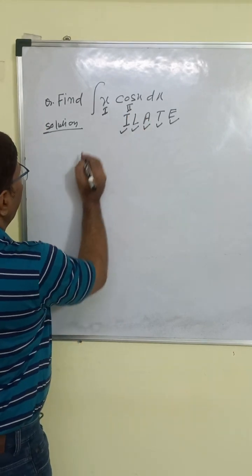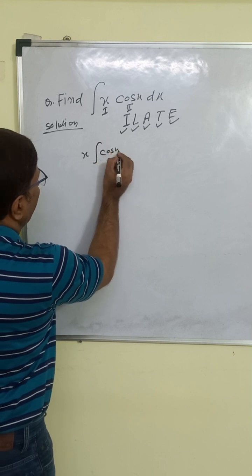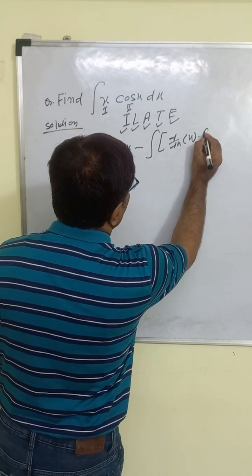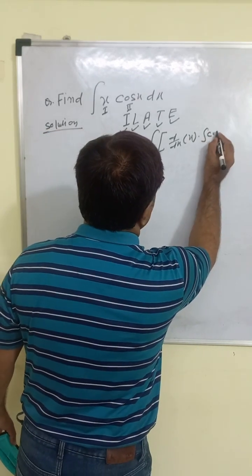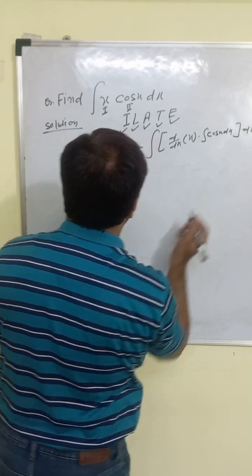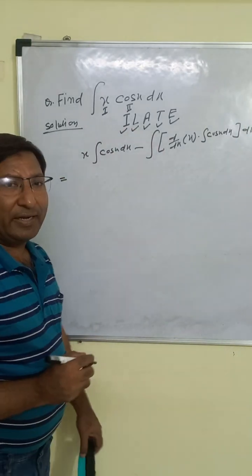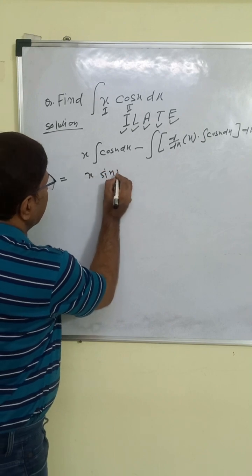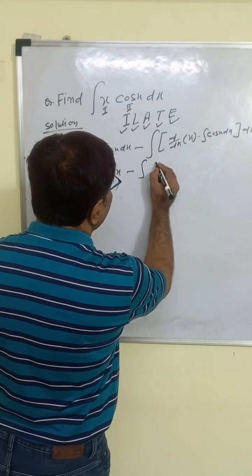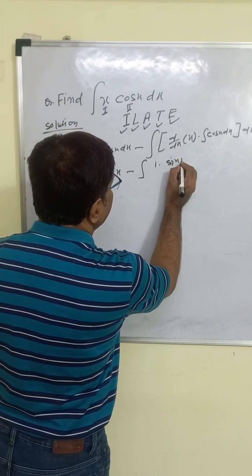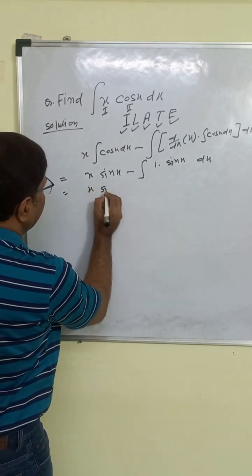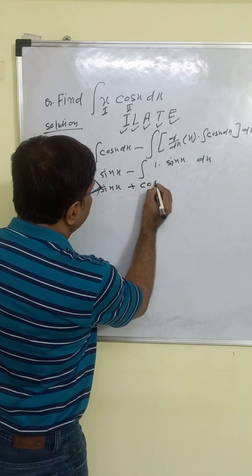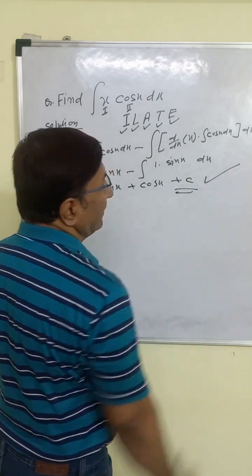Now the rule is: leave the first function, integration of second, that is cos x dx, minus integration of the derivative of first function, that is d/dx of x, into integration of second, that is cos x dx. You know integration of cos x is sin x. So we can write x sin x minus integration, derivative of x is 1, integration of cos x is sin x, dx. So this is x sin x, and integration of sin x is minus cos x. Minus minus plus, so we get plus cos x, and plus c, constant of integration. So this is our correct answer.